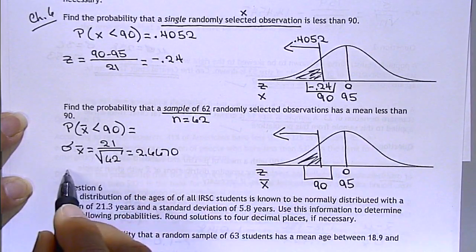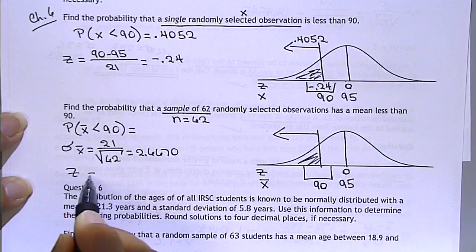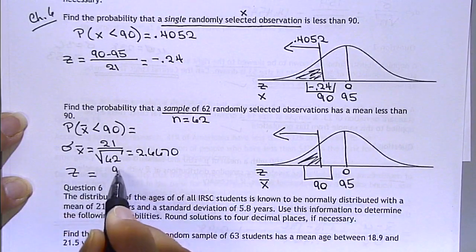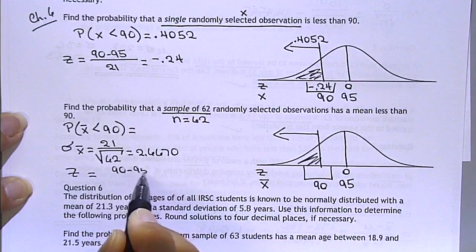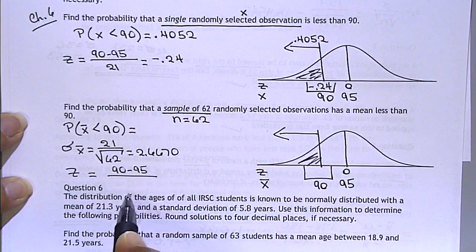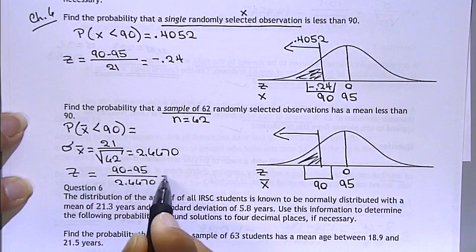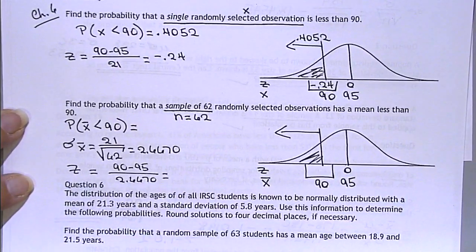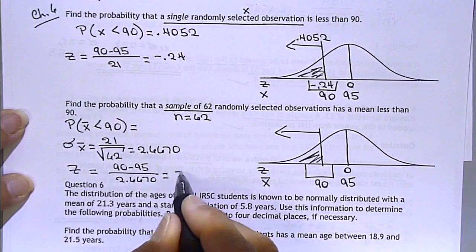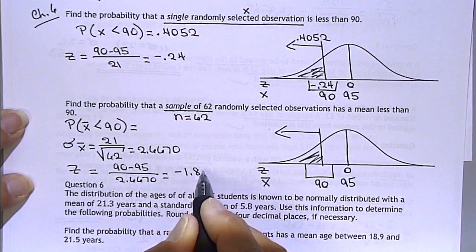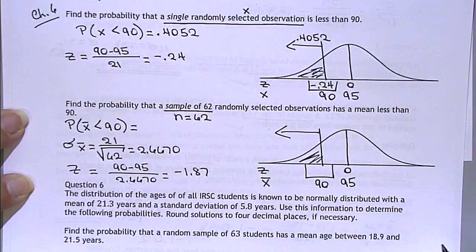And then I'm going to have to use that to calculate z. I'm going to take that sample mean of 90, subtract the population mean of 95, divide by the newly calculated standard deviation. And I have negative 1.874. So that's going to be negative 1.87.